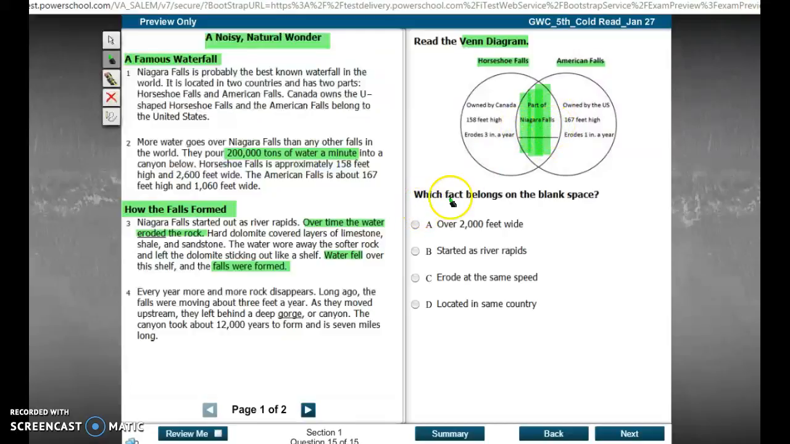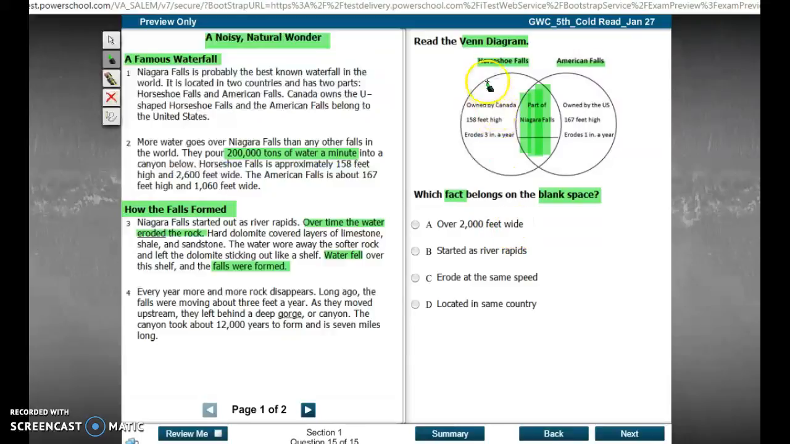We have to find out which fact belongs in the blank space. Well, the blank space is in the center, which means we have to find something that is true about both Horseshoe Falls and American Falls. So we have A, over 2,000 feet wide.